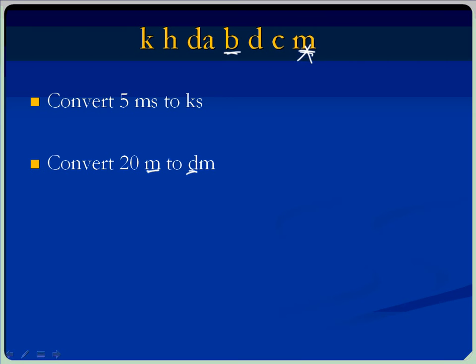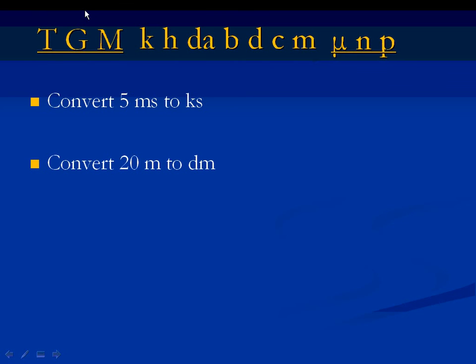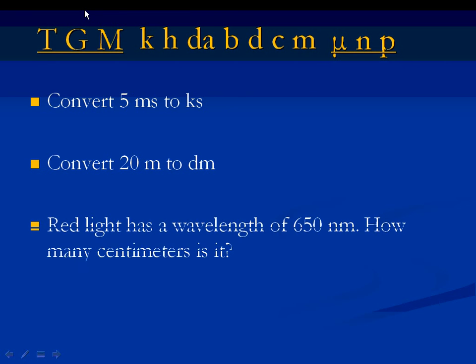Well, which one's D? Is it DA or D? Well, it's D. It's deci D. So all I'm going to be doing is going from base to deci. 1 hop to the right. So that's 200 decimeters is the same as 20 meters. All right, now let's go outside to tera, giga, mega, micro, nano, and pico.